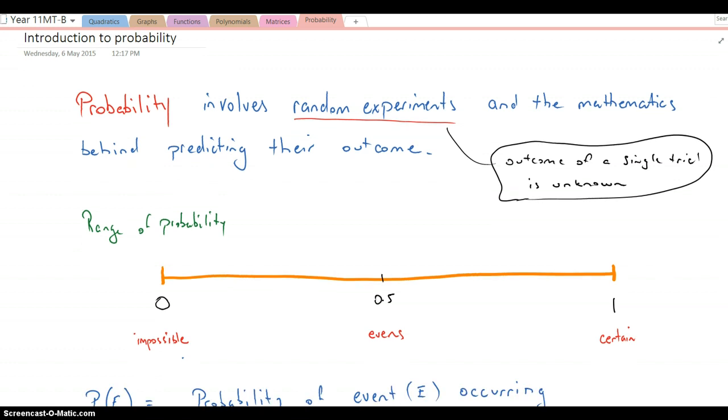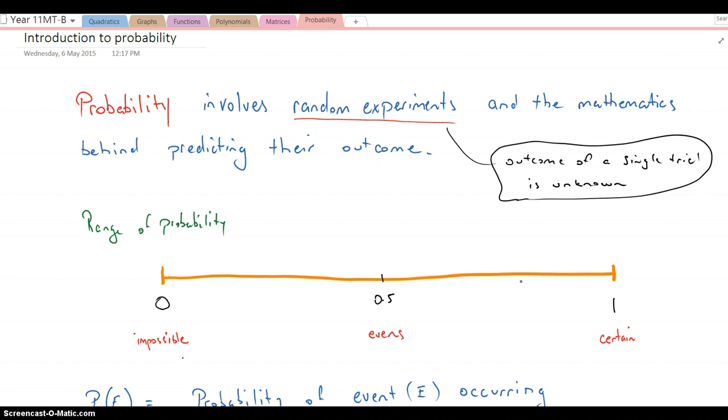So I think probability is quite a difficult thing to define, but I've had a go at it here, and I'd like you to take this definition down, have a think about it, see what you think. Probability for me involves random experiments, events that have an unknown outcome. Obviously, if they have a known outcome, then there's not a lot for us to do. So we're dealing with things that are uncertain, and we're trying to put a number to that, and that number is between 0 and 1. So the range of probability lies between 0 and 1. All our outcomes, all our calculations will result in numbers between 0 and 1.